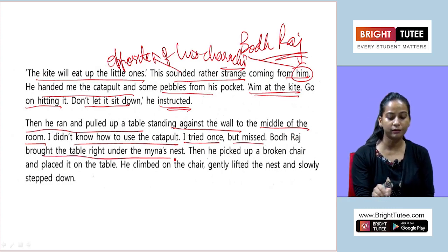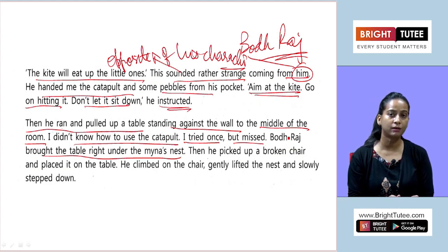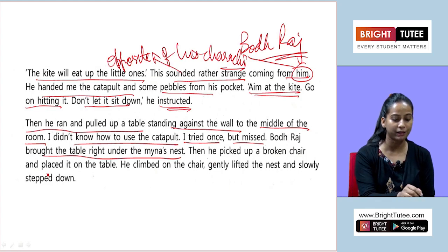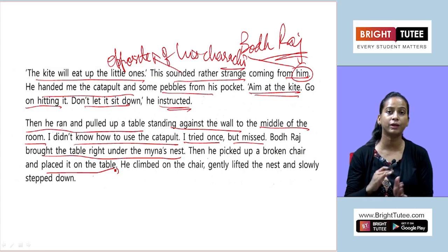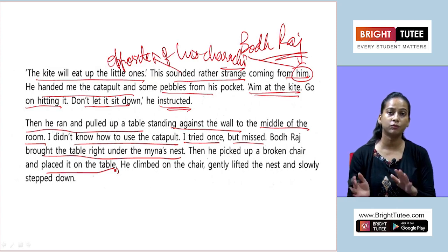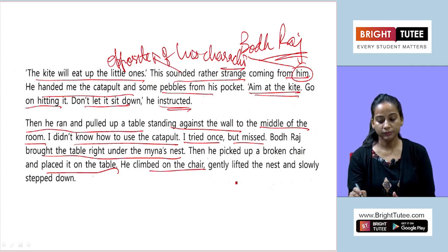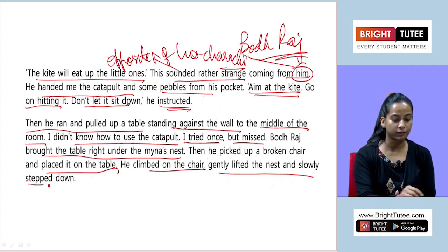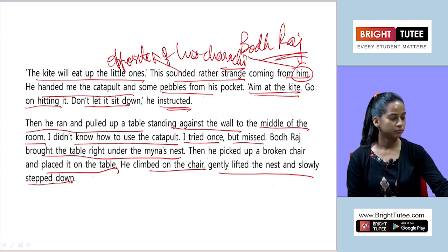Bodhraj brought the table right under the Maina's nest. Then he picked up a broken chair, and after bringing that table, he brought one broken chair also and placed it on the table. He put it above the table because he was not tall enough to reach that nest after standing on the table. He climbed on the chair, gently lifted the nest and slowly stepped down.